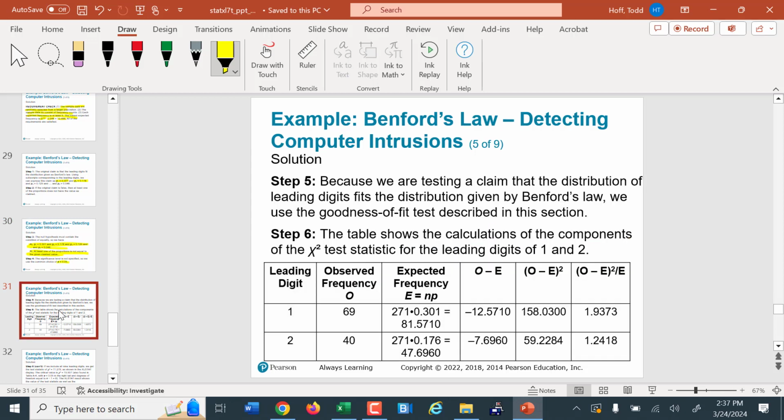So now we calculate our expected value for each. We take the 271, which is the total frequency, times that percent, the 30.1% becomes 0.301. That gives us an expected value of 81.57. For 2, the percent was 17.6%, which gives an expected value of 47.6960. And so we do the observed minus expected, we square it, and then we divide by the expected to get our contribution to the test statistic.